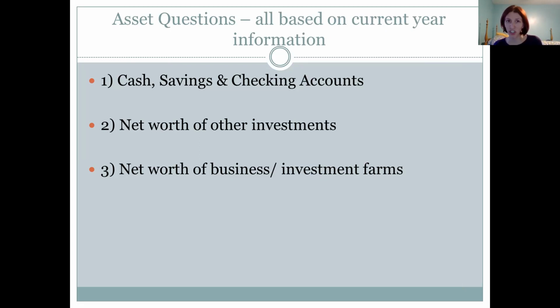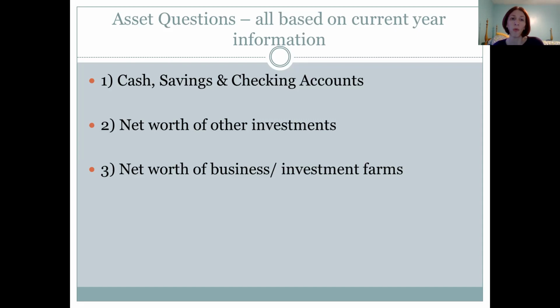Remember, tax information is based upon 2020, so almost 2 years ago. But asset questions are based upon what's in the accounts as of today, right now, as you're filling out the FAFSA. So it'd be cash or savings and checking accounts, net worth of other investments, like stocks or bonds, again not your total 401k amount, but stocks and bonds and other things. If you have a business or investment firms, the net worth of those types of things. I did get a question before about your house: the home that you live in is not considered, so you wouldn't put that as an asset.